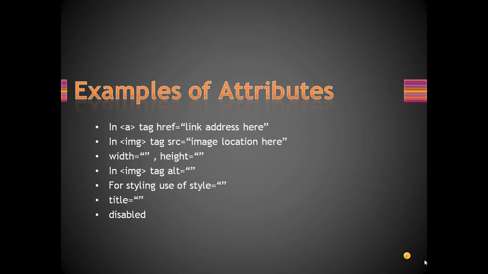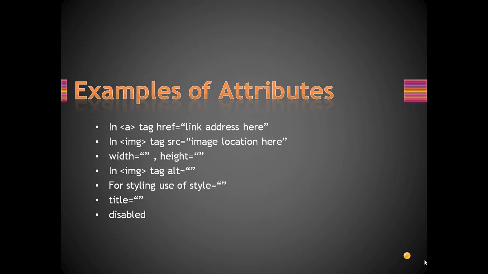Here are examples of attributes. In an a tag, href equals, in double quotation marks, a link address. The href is an attribute that adds extra information to the a tag. Similarly, in the img tag we have the src attribute, where we put an image location. Width and height are also attributes.